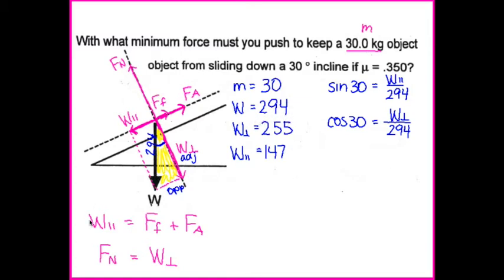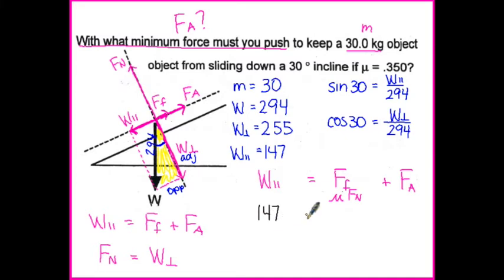I'll start with the equation for my diagram. I'm looking for the applied force. My little equation for friction is mu times the normal. I'm ready to plug in numbers. Weight parallel is on my list. I'm given mu in the problem. Normal force is the same as weight perpendicular, so 255. And I'm solving for applied force. And that's just a math problem.